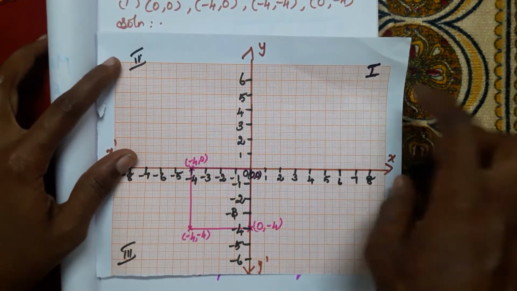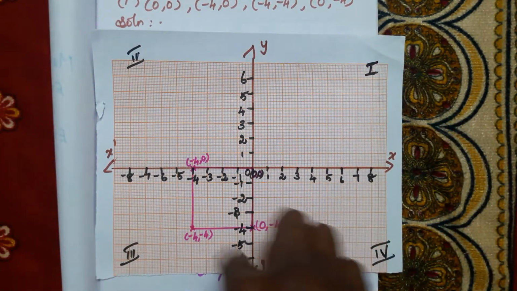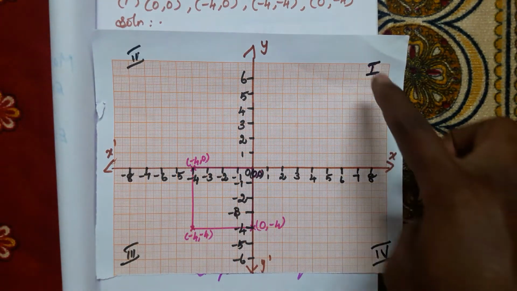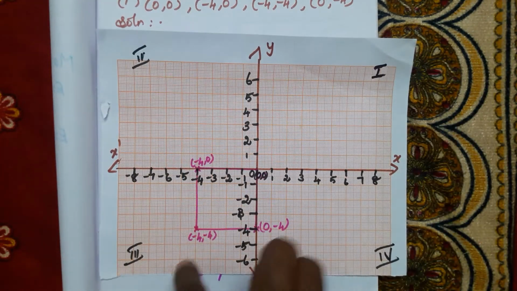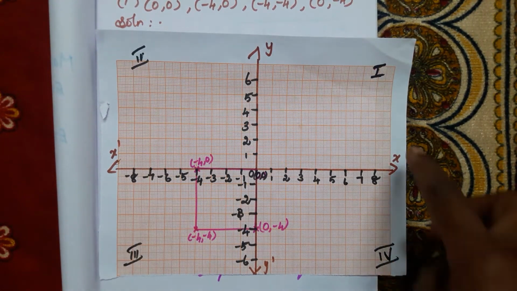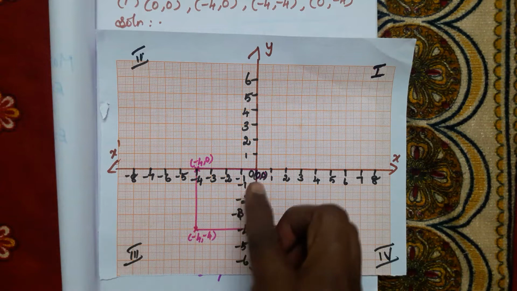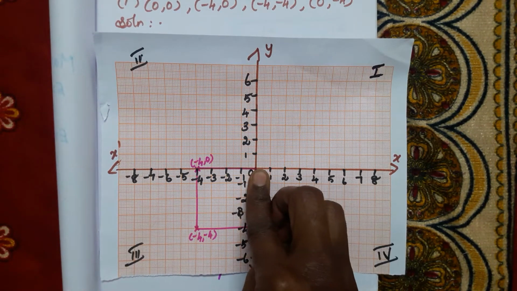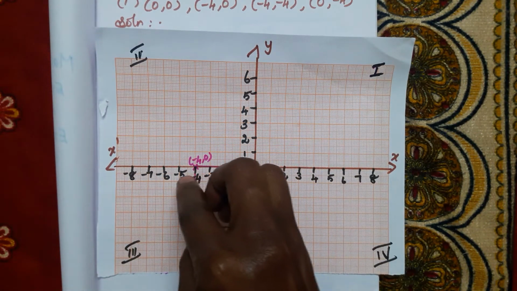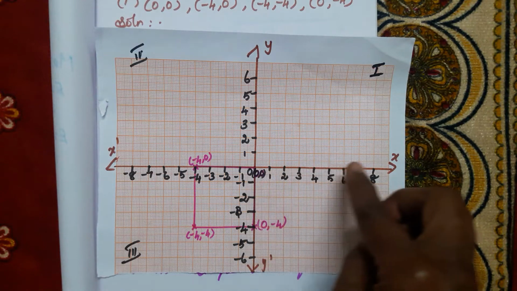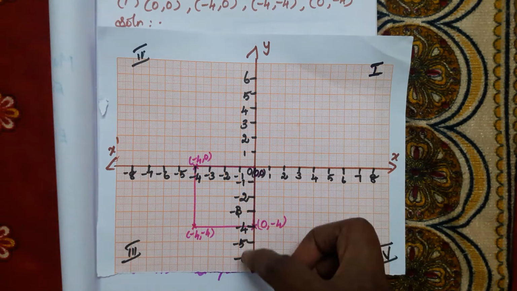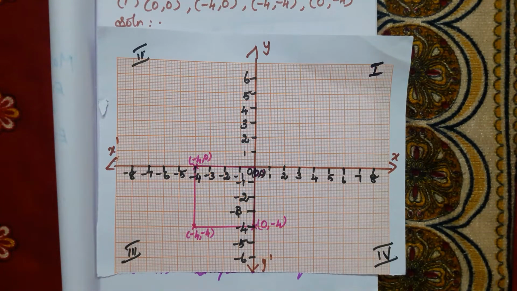First, we can split the coordinate system into 4 parts. There are 4 quadrants: first quadrant, second quadrant, third quadrant, fourth quadrant. X, x dash, y dash. Next, here 0, then negative numbers here. Next minus 1, minus 2, minus 3, minus 4, minus 5, minus 6, etc. Here 1, 2, 3, etc. Here 1, 2, 3, 4, 5, 6, etc. Here minus 1, minus 2, minus 3, minus 4, minus 5, minus 6, etc.